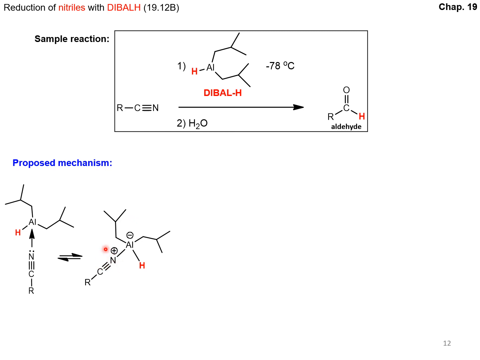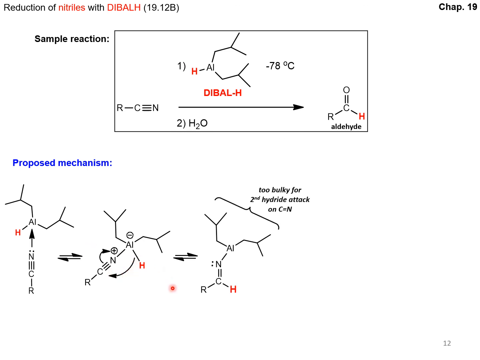That makes this bond even more polarized toward nitrogen, and it makes this carbon even more reactive to nucleophilic attack. So hydride is delivered, and you end up forming a species that looks like this. And you still have a carbon-nitrogen double bond.